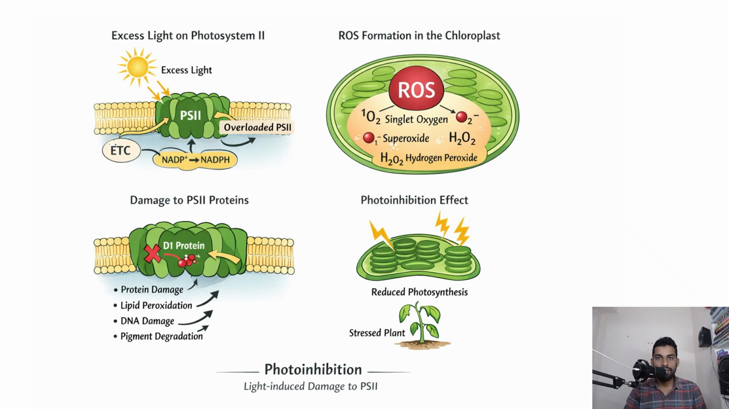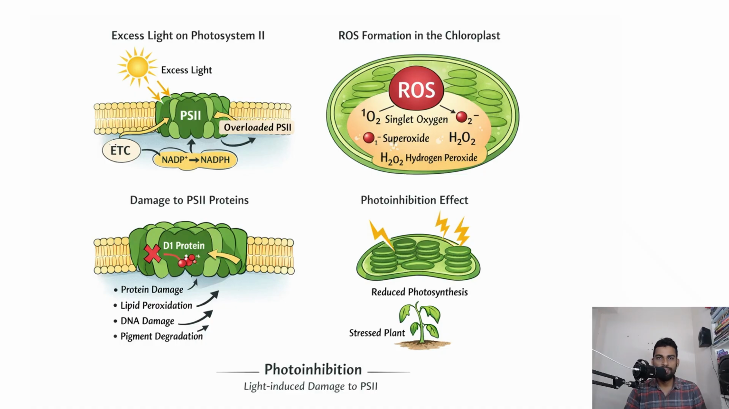We have seen about the ETC cycle in the previous class. In normal situations, in normal daylight, the ETC cycle happens normally. But if there is excessive light, photosystems get damaged by the excessive light. How this happens, let us see.